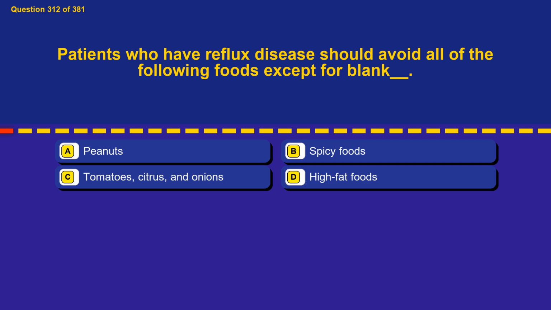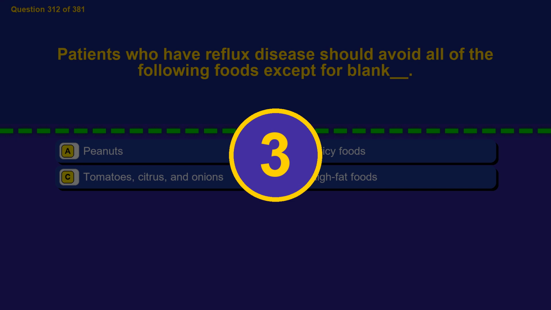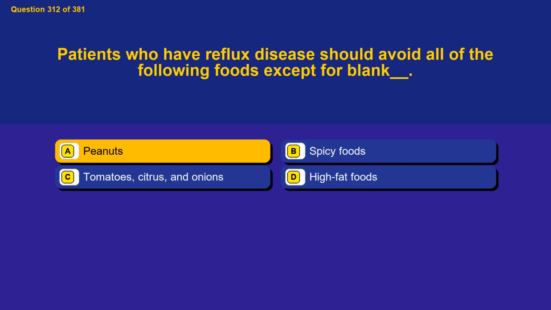Question 312. Patients who have reflux disease should avoid all of the following foods except for blank. Option A, peanuts. Option B, spicy foods. Option C, tomatoes, citrus, and onions. Option D, high-fat foods. The correct answer is option A, peanuts.